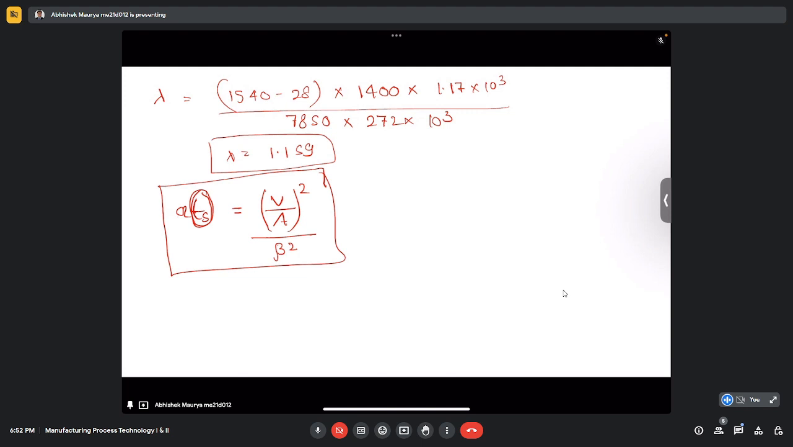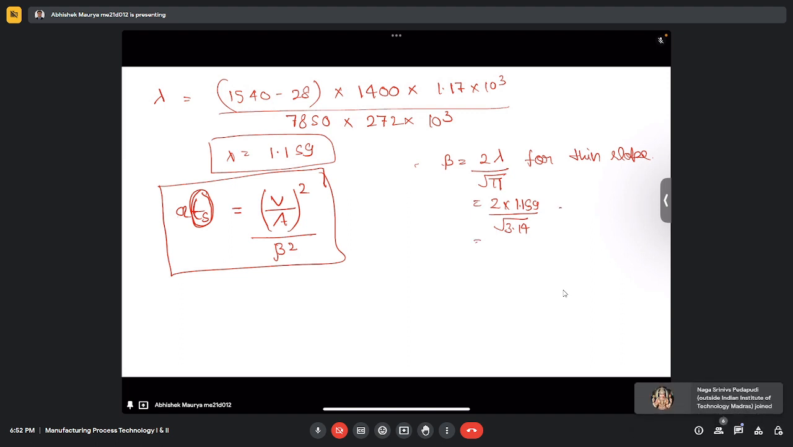Beta for the given geometry, for a thin slab, is given by 2 times lambda divided by root over pi. Remember, this is for the thin slab. If you put the values, you get 2 into 1.159 divided by root over pi, and if you calculate it, you will get beta equal to 1.308.